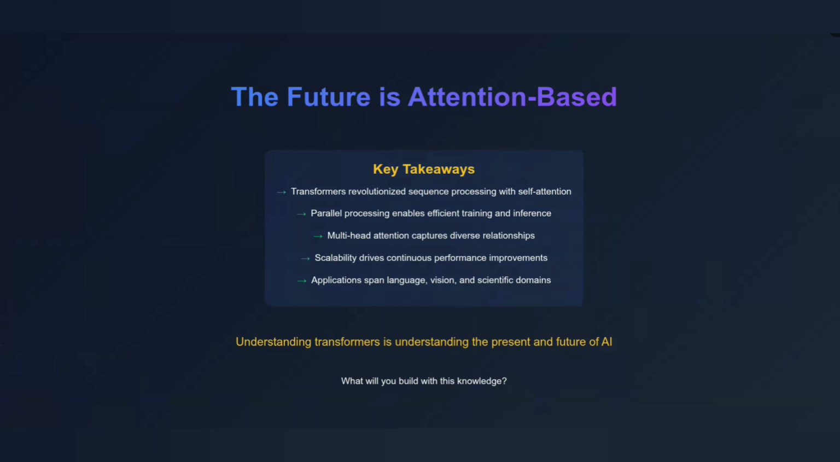We've journeyed from the limitations of sequential processing to the revolutionary power of attention. The transformer architecture didn't just improve existing systems, it fundamentally changed how we think about sequence processing and representation learning. From its humble beginnings in machine translation, it has become the foundation of the modern AI era. Understanding transformers is understanding the present and future of artificial intelligence. What will you build with this knowledge?